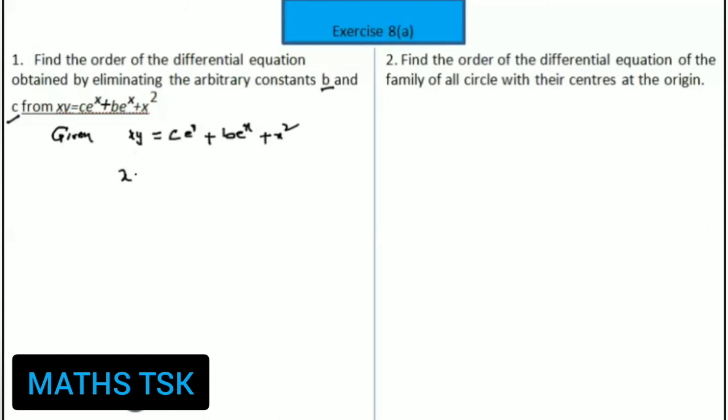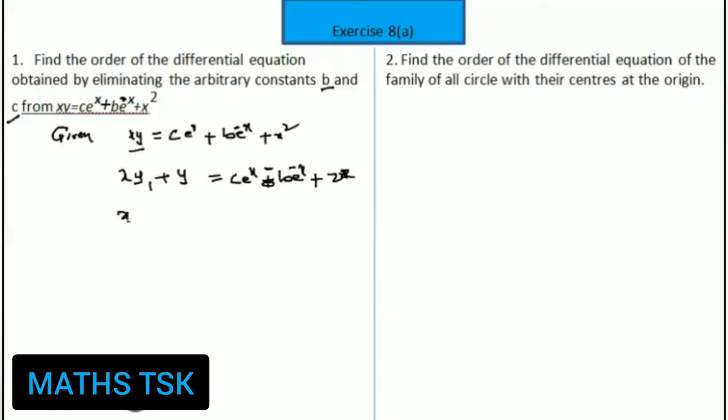Differentiate: xy1 plus y into x derivative 1, using the uv formula for this. We know that the derivative of e power x is e power x, and the derivative of e power minus x is minus e power minus x. Then plus 2x, since the derivative of x square is 2x. Now we can replace this, here it is minus x, so it becomes minus b. So xy1 plus y is equal to c e power x minus b into e power minus x plus 2x.